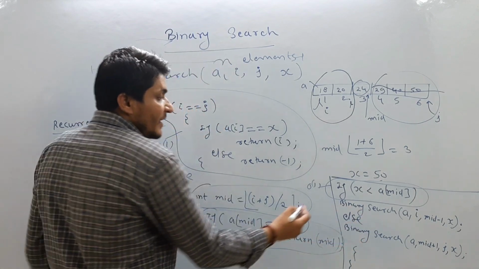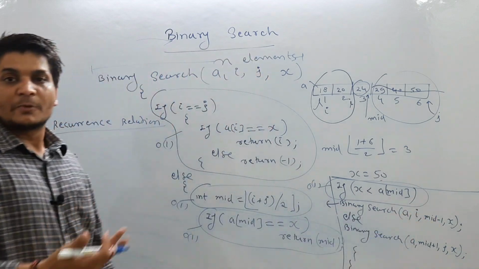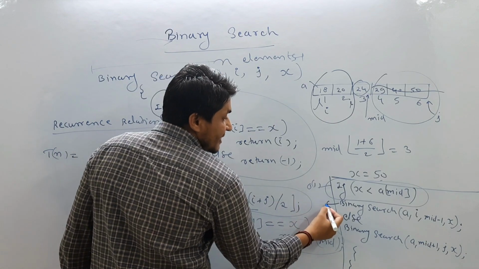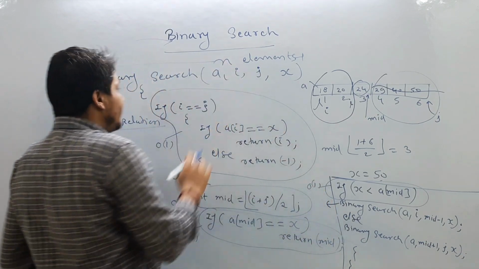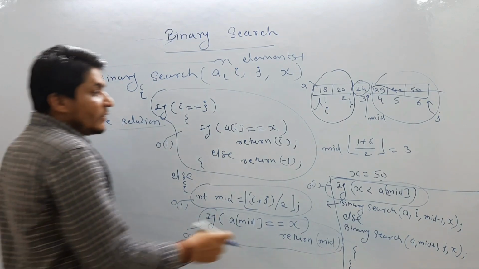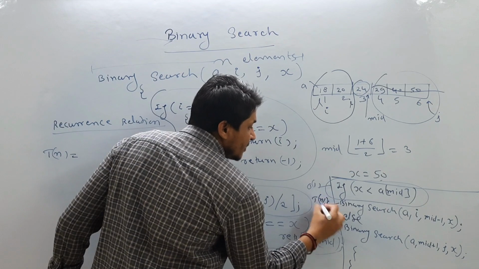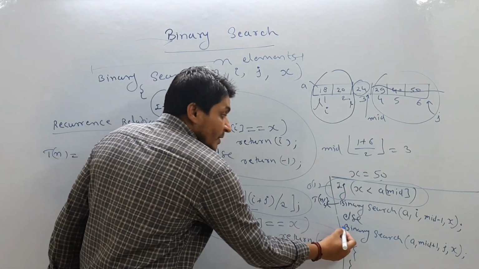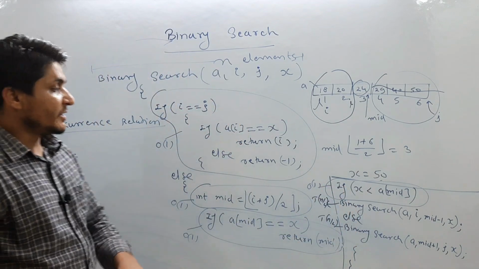If I execute this, it is solving a half elements problem. If it is an n elements problem, it is actually an n by 2 elements problem. So in order to solve n elements, if it takes t of n time, to solve n by 2 elements it is going to take t of n by 2 time. This is the t of n by 2. So this will also be t of n by 2. Now what to include in the recurrence relation?